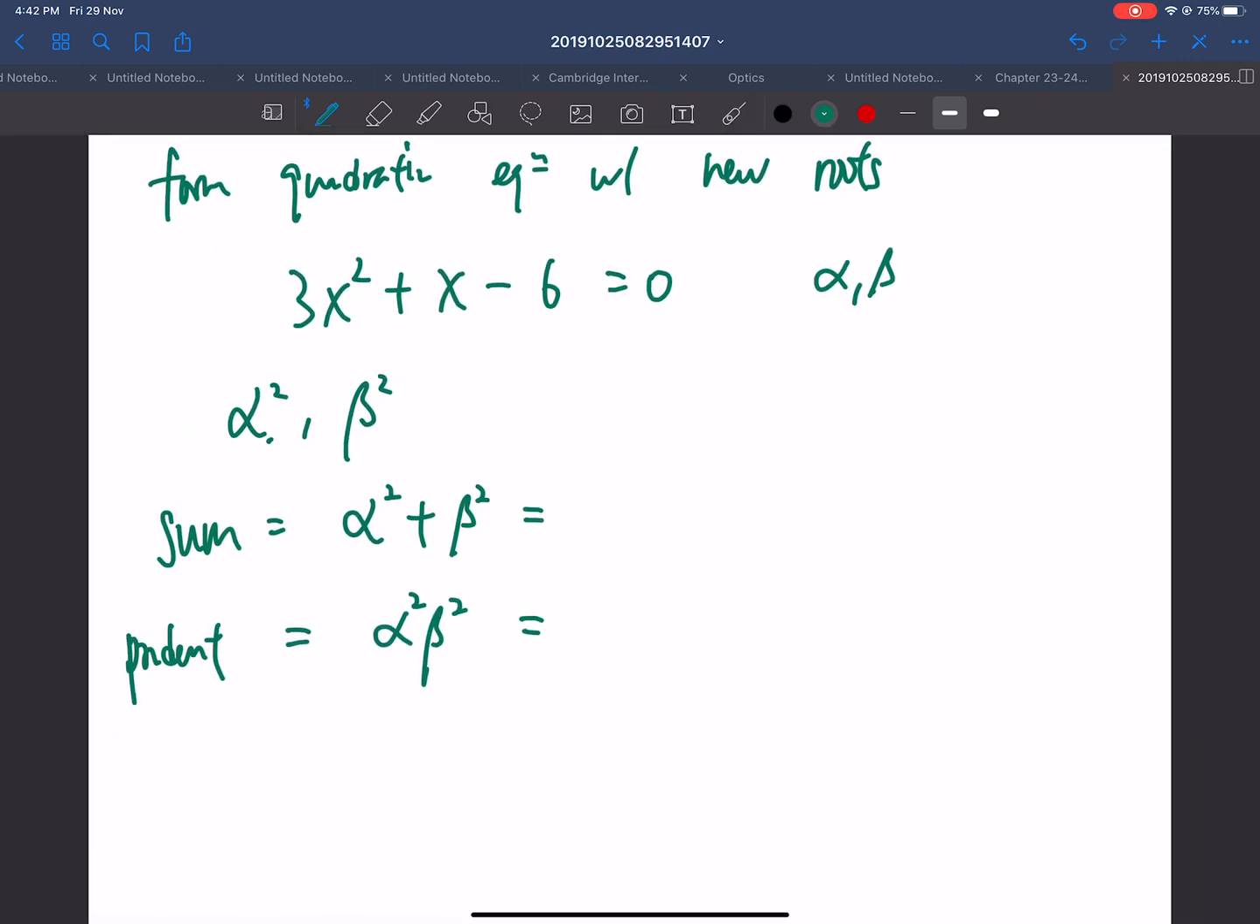First of all, you need to find alpha plus beta. Alpha times beta is c over a, and the value is negative 2. What is alpha plus beta? Alpha plus beta is negative b over a, negative 1 over 3. Then alpha square times beta square should be quite easy. It's 4.